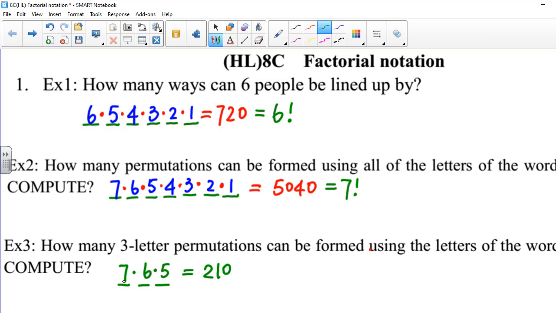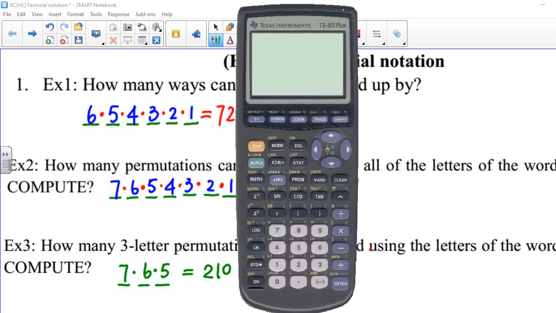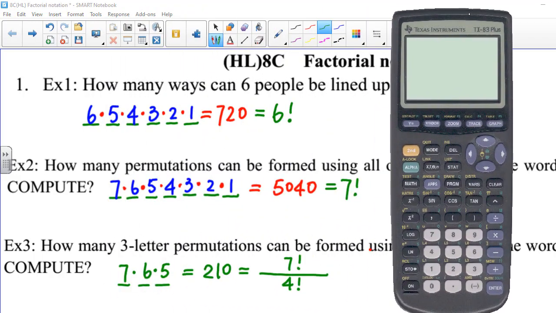Example 3, 7 times 6 times 5, that's 210. I can represent this one as 7 factorial divided by 4 factorial. And I also can use a graphing calculator to find the values of those factorials very easily. Let's look at how I can use a graphing calculator to get 6 factorial.